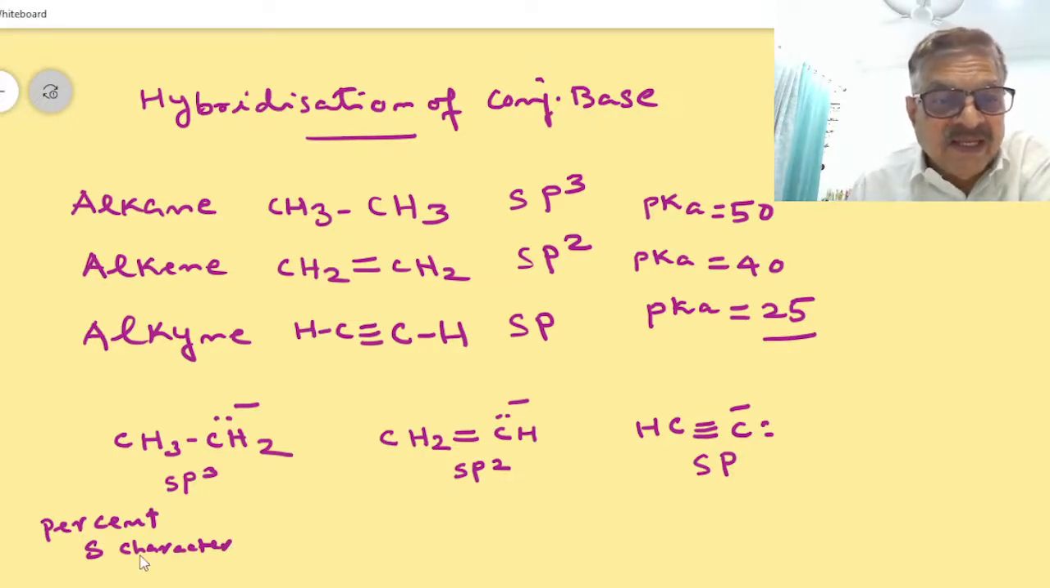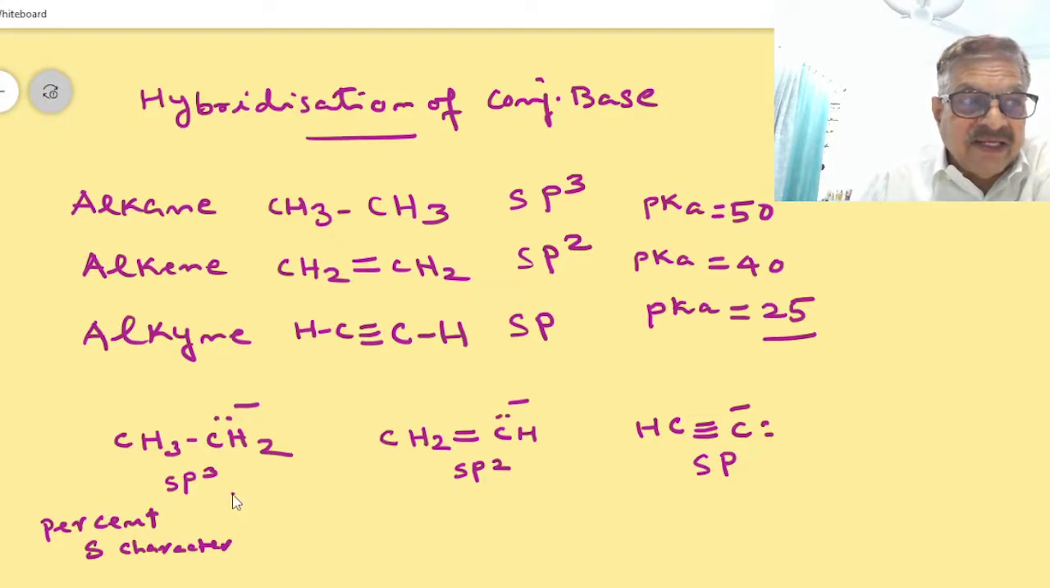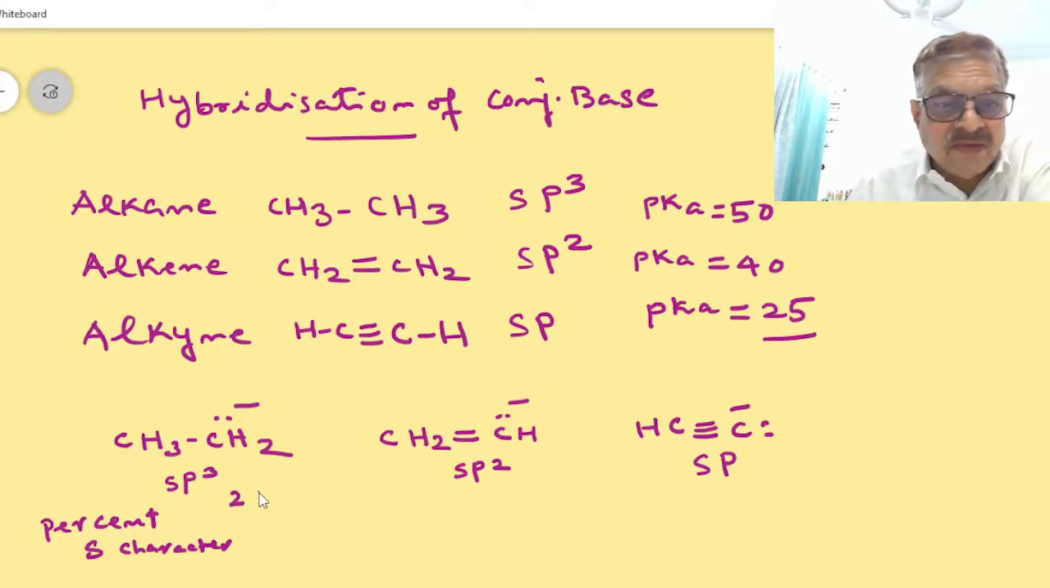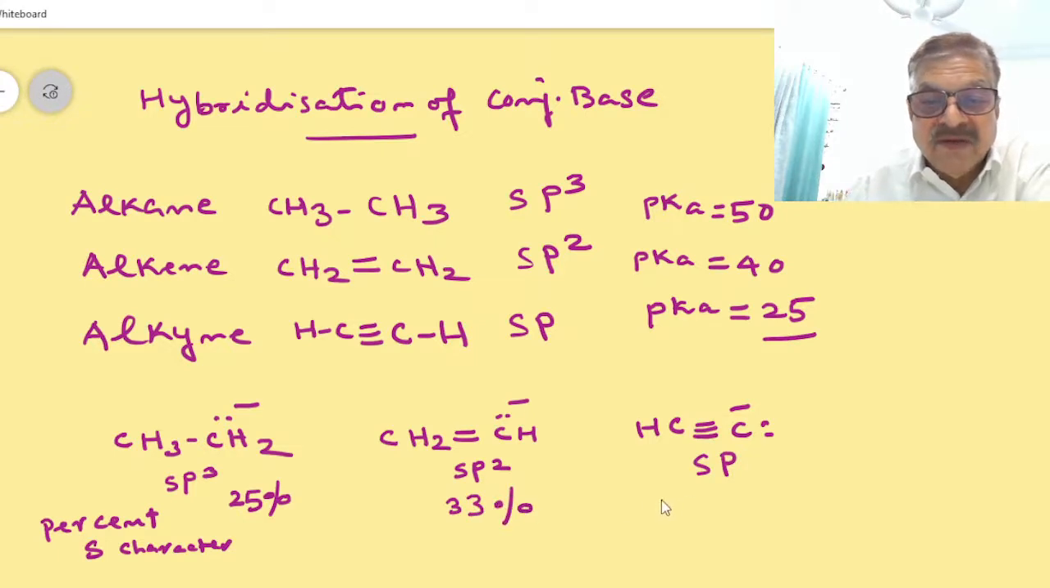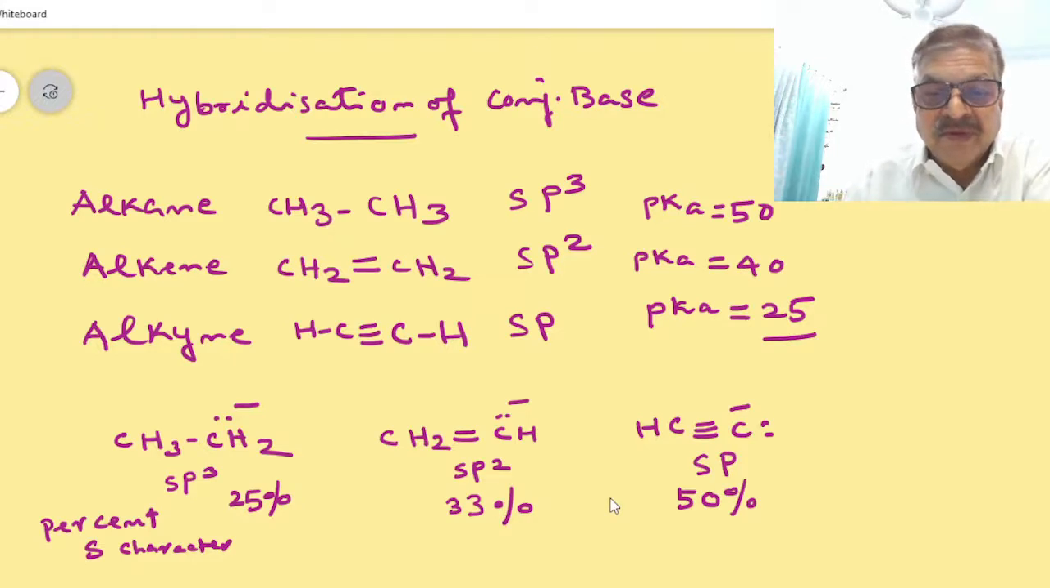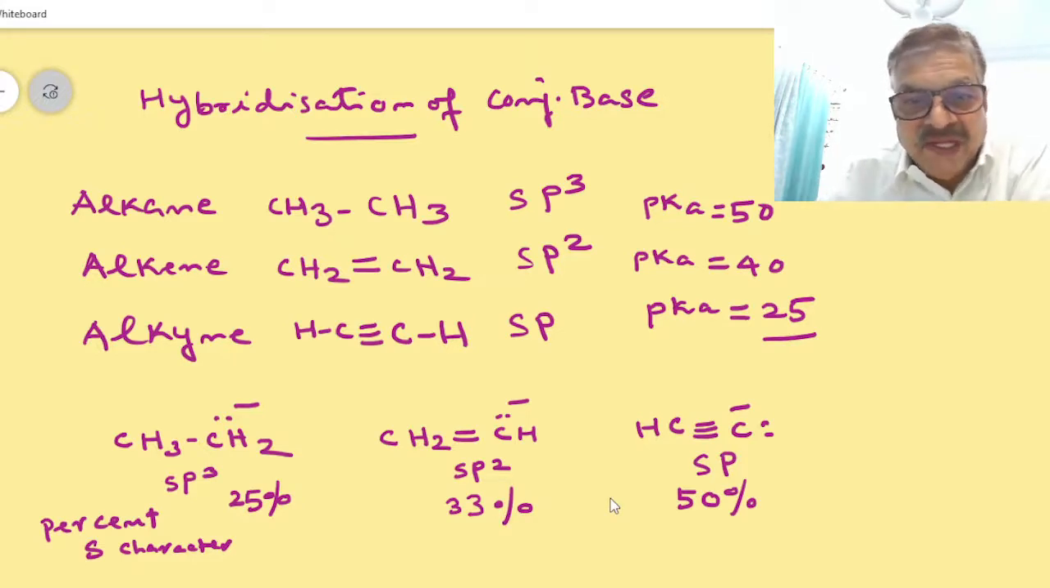That is sp3. That is, we have one s orbital and three p orbitals here. Okay, now total four orbitals. Out of the four orbitals, only one s orbital is there. Therefore, the percent s character here will be 25%. And here it will be 33%. Then here it will be 50%. sp, that is one s orbital and one p orbital. That is 50-50 here.